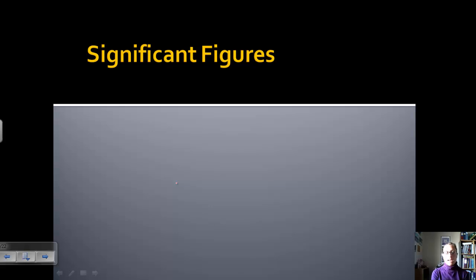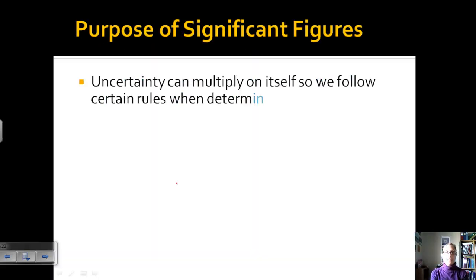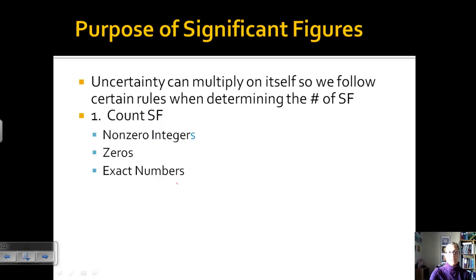Okay, so now let's look at how to, number 1, count significant figures and then use them in calculations. The purpose of significant figures is to determine uncertainty. Uncertainty can multiply on itself as we put this into calculations, and so we have certain rules for determining significant figures. There are 3 parts that we're going to look at.